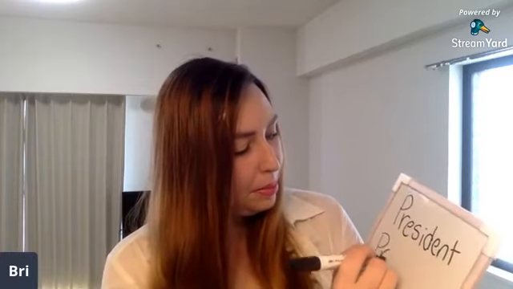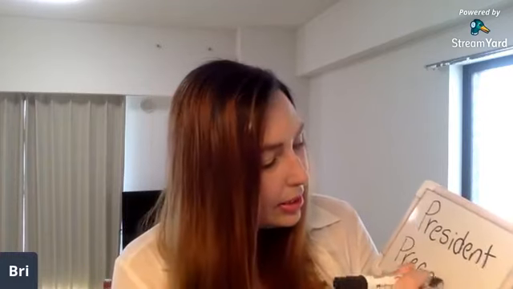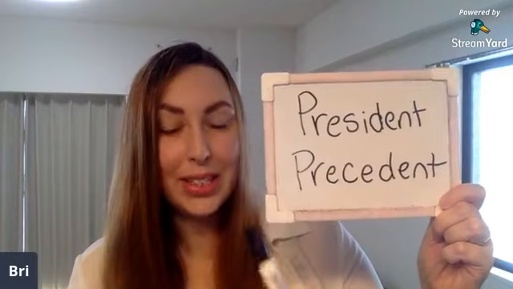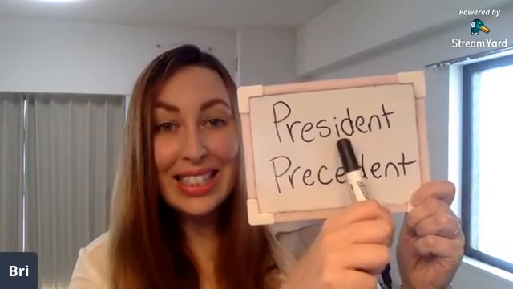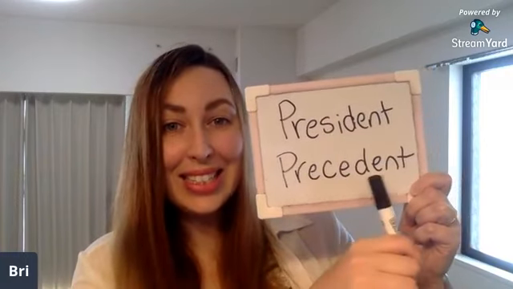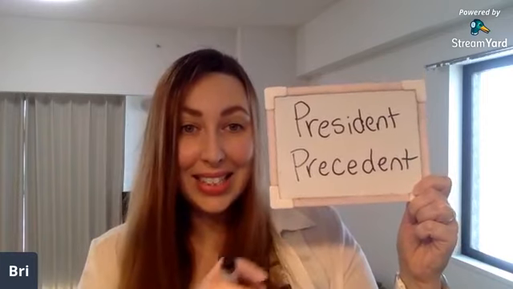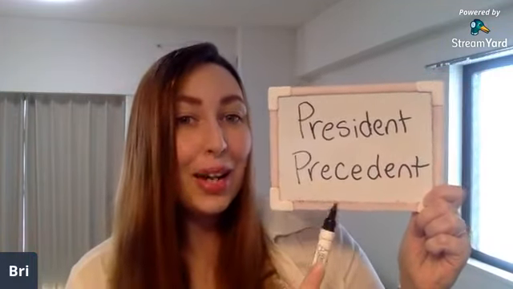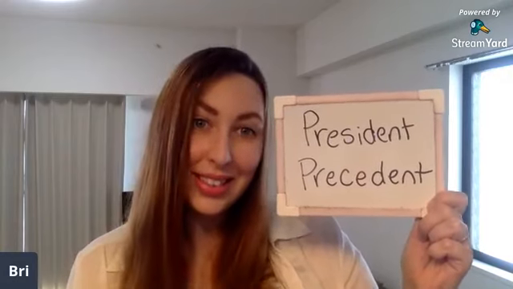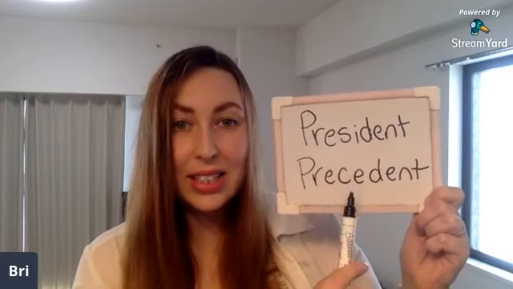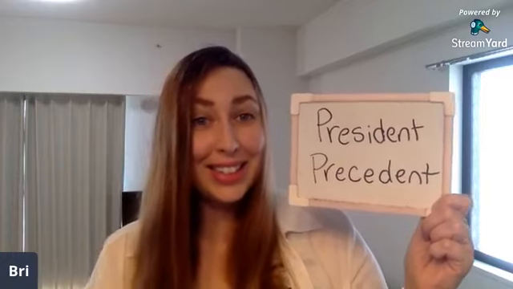Precedent. Okay, so they had trouble with these two words, these two pronunciations. So this is president, president. This one is precedent. This C makes an S sound, and this S makes a Z sound. So it's a little bit confusing, right? President, precedent, president, precedent. Okay, so you just have to listen to this sound. Z, Z, and S, S. Okay, I hope that clears that up.